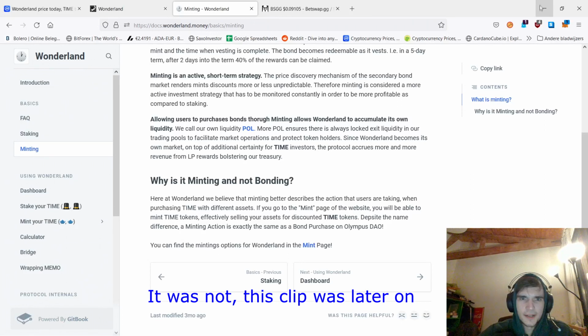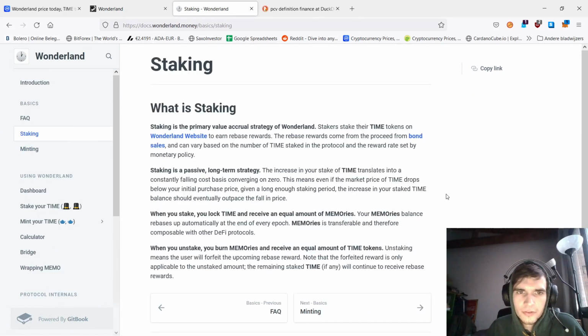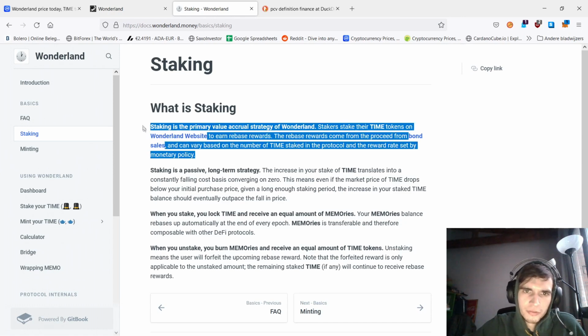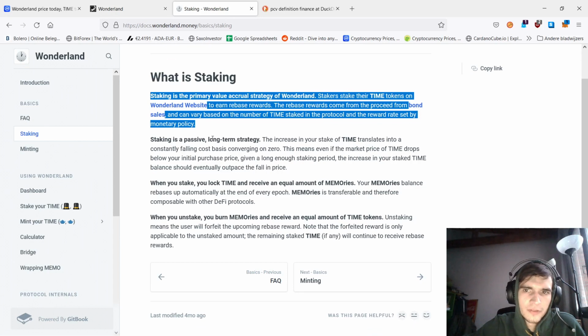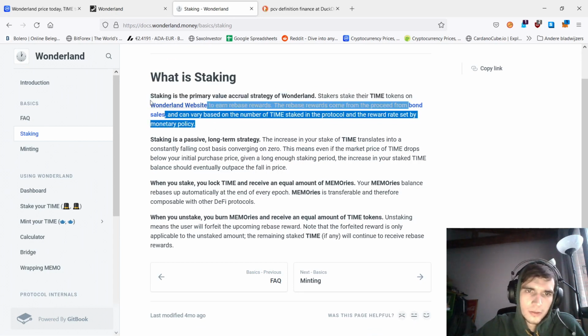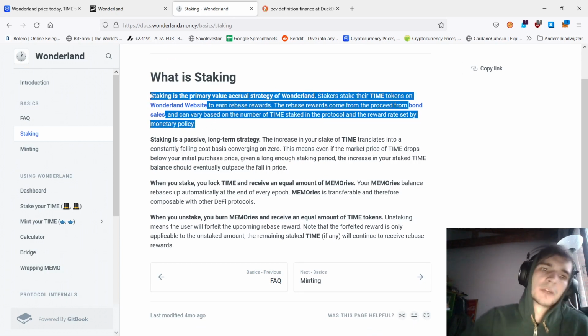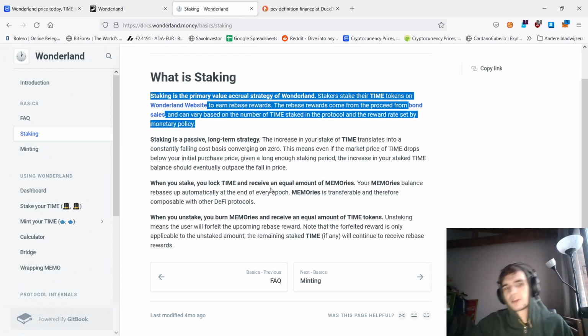So we're back. This will be part 2, I guess, if I get the footage up nicely and if it's possible, of course. So staking, basically you want to earn these rebases. So instead of minting and getting this discounted time, you're basically staking it and you're getting a percentage of this time that is minted.